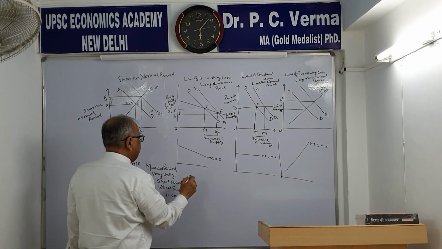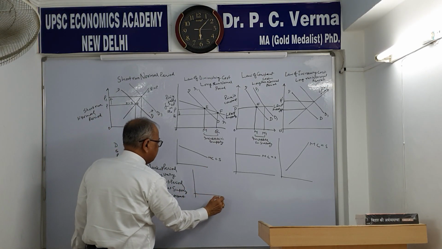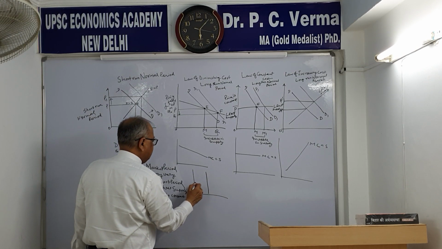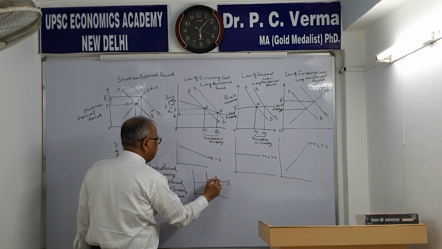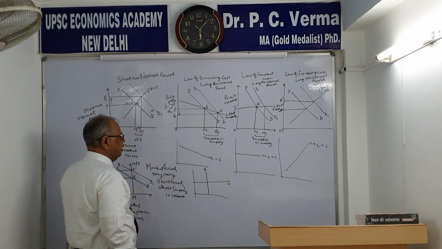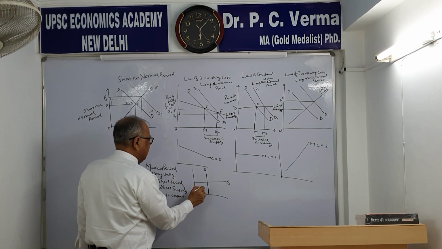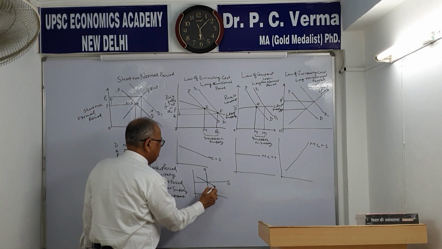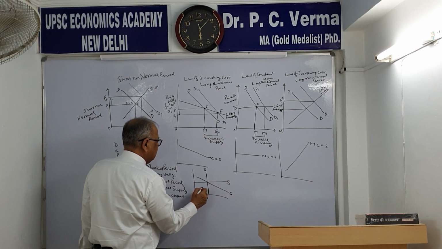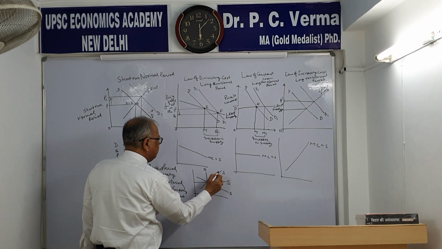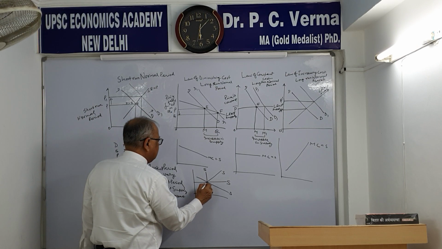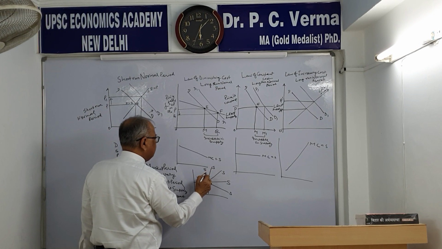So what we find is that the supply curve can be horizontal as well as vertical, and there is a downward sloping supply curve and an upward sloping supply curve.